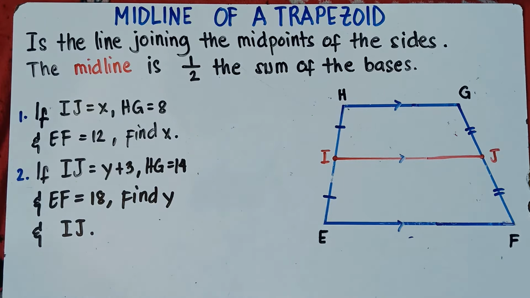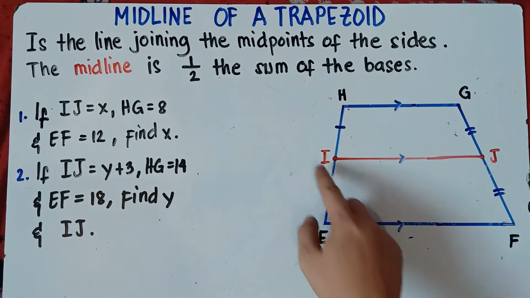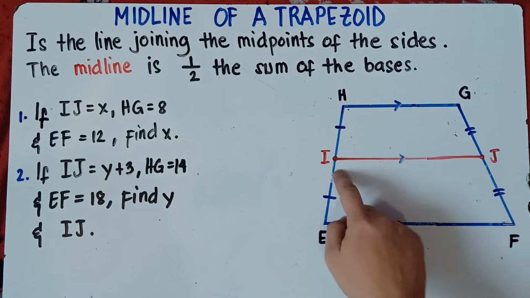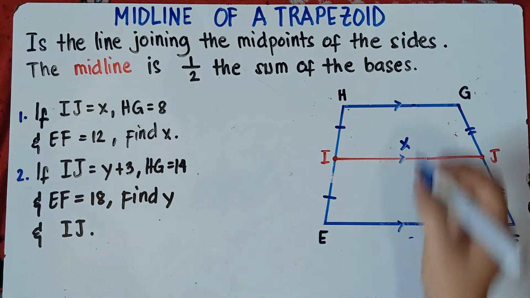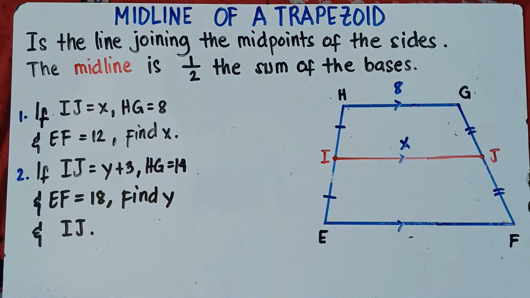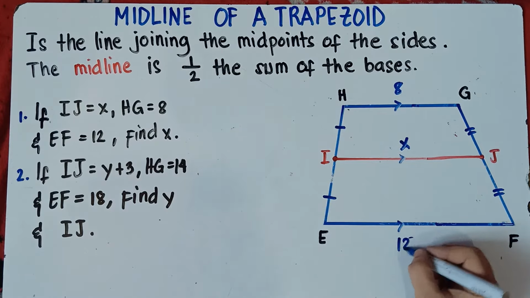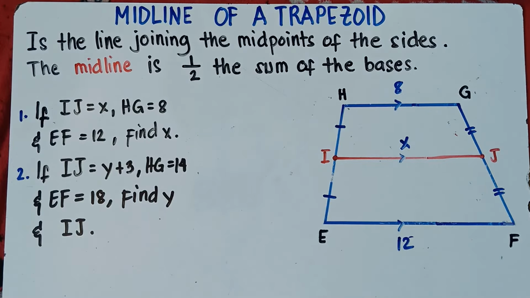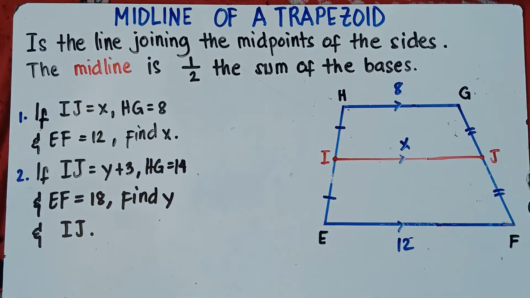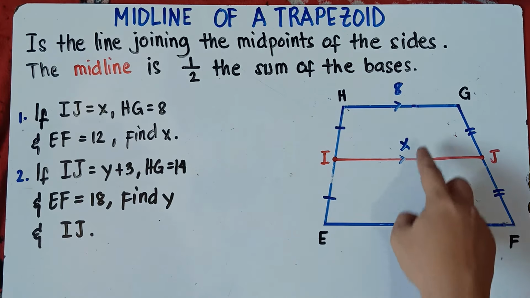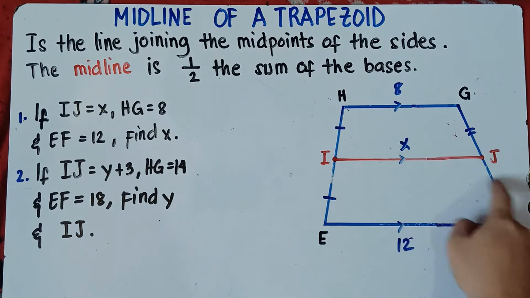So first, you need to label this one. We are given IJ, the midline, that is X. HG is 8, and EF is 12. And we're told to find X. Easy, right? For number 1, could you try that? What's the answer, class? That's correct, it should be 10. Why is that? Because if you add the bases, 8 plus 12, that is 20, divided by 2, the answer is 10. So therefore, IJ is 10.